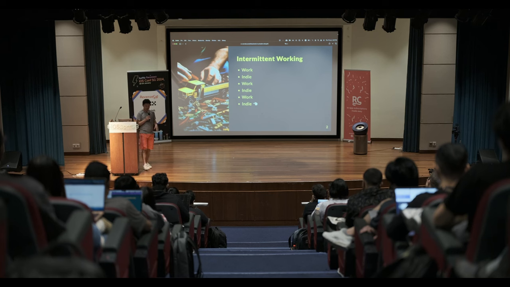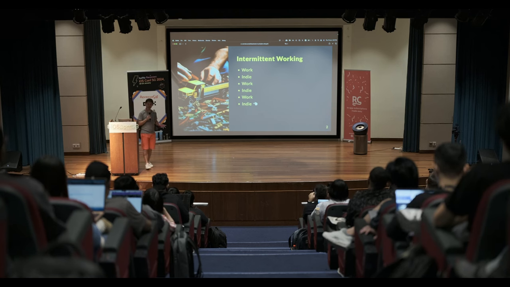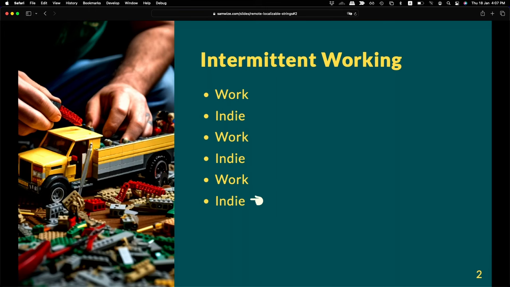So what's next for me? I've been practicing this thing called intermittent working. So I work 2 years, then I spend 6 months or even 2 years working on my indie apps. That's how I've been doing. Right now I'm at this phase again, back to indie.